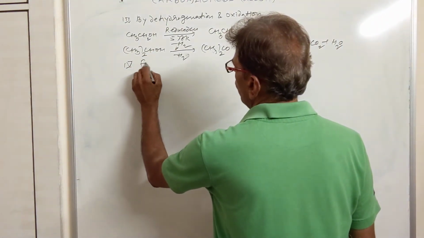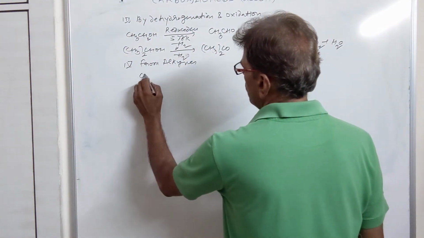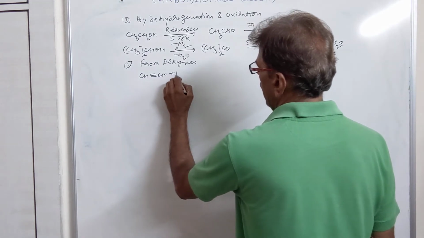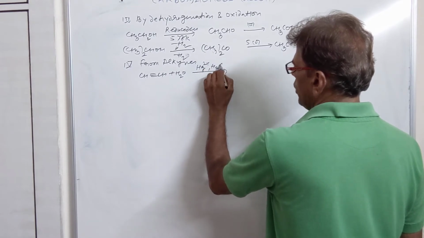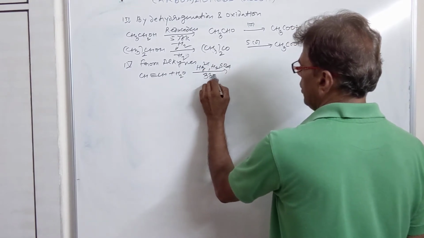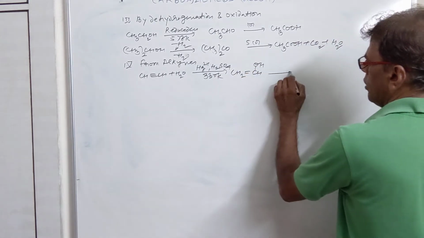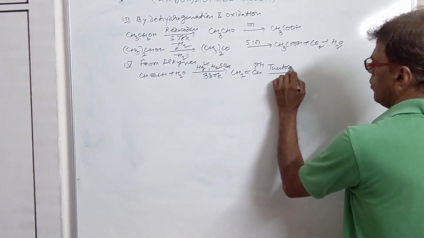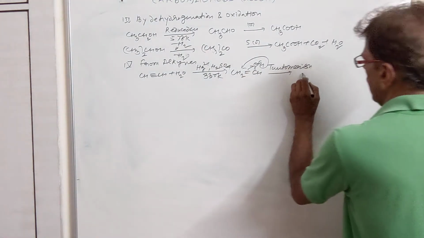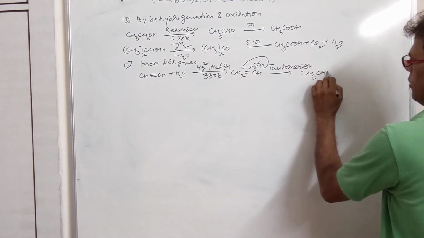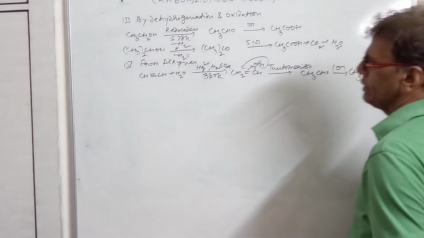Fourth method is from alkynes. If you have acetylene and you supply water to it in the presence of mercury ions and H2SO4 at 330 Kelvin, you will get first of all vinyl alcohol. This vinyl alcohol undergoes tautomerism, and on tautomerism this hydrogen shifts to this, the double bond comes in the opposite direction. We get acetaldehyde, which is oxidized with alkaline KMnO4 to get carboxylic acid, that is acetic acid.